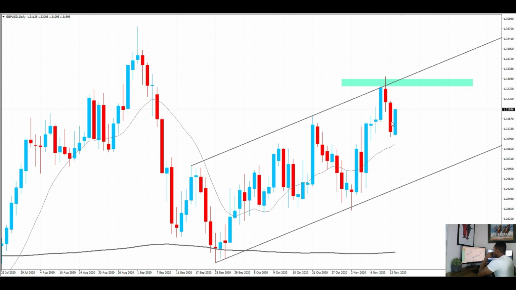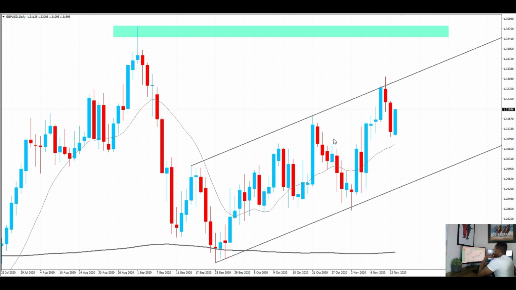So if price does remain bullish, go break through the channel and resume back off it, again we can probably expect GBP USD to remain bullish and probably go and test the highs up here. As you can see, we wicked into that area up there. So again, price could be looking to get attracted to that resistance all the way up there. But for now, bias is to the downside.